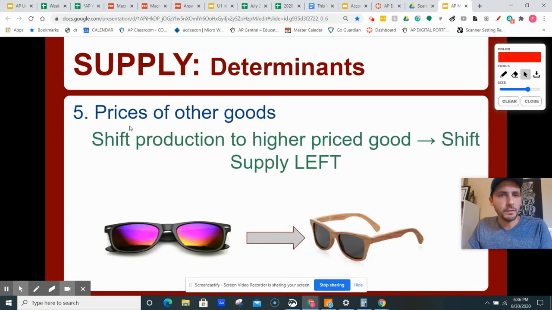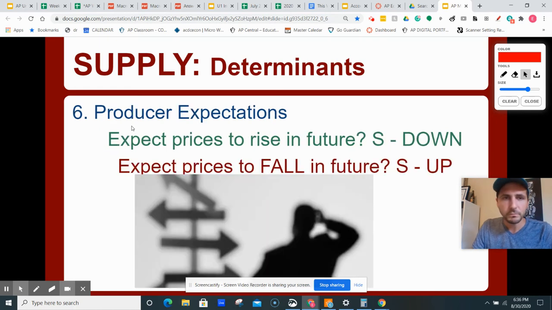Maybe not. Do we not have? Oh, we don't have an example for that one. It's not common. We'll go over this in class though again. But remember, if the price of another good goes up, then the supply of my current good is going to go down. If the price of another good goes down, then the supply of my current good is going to go up. Inverse relationship there.